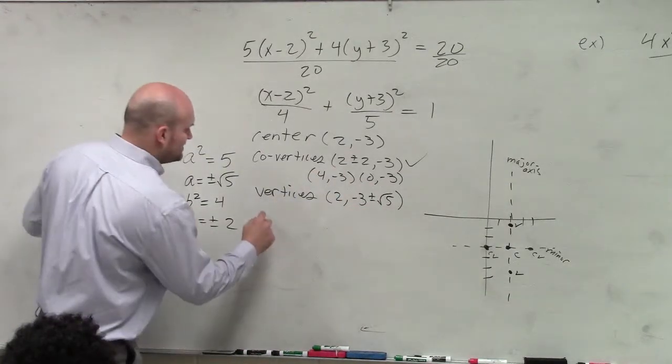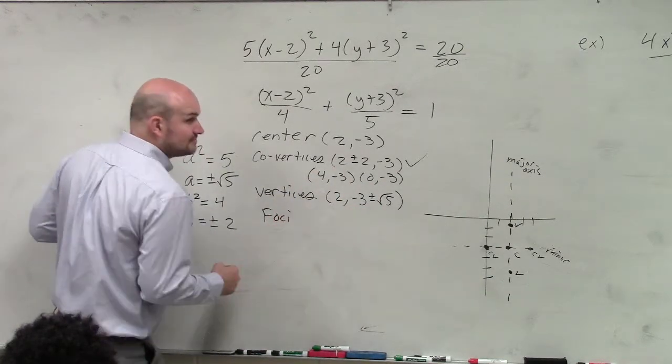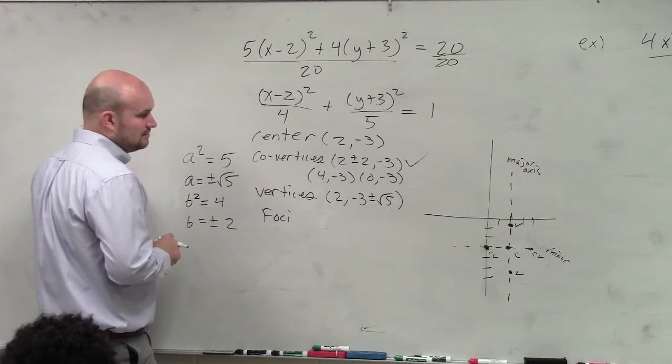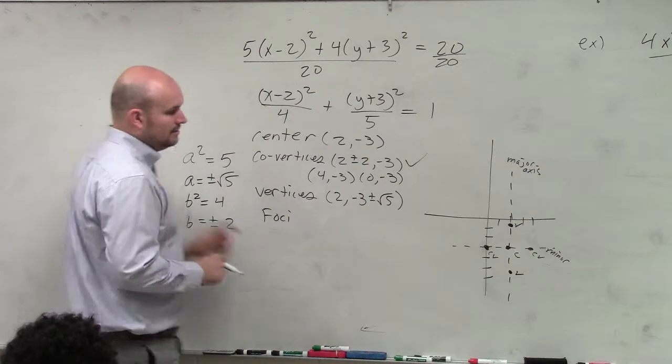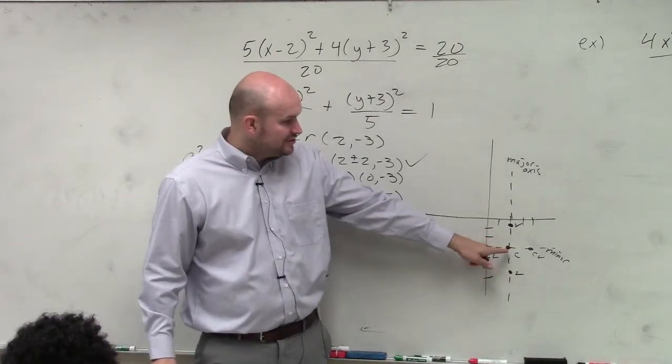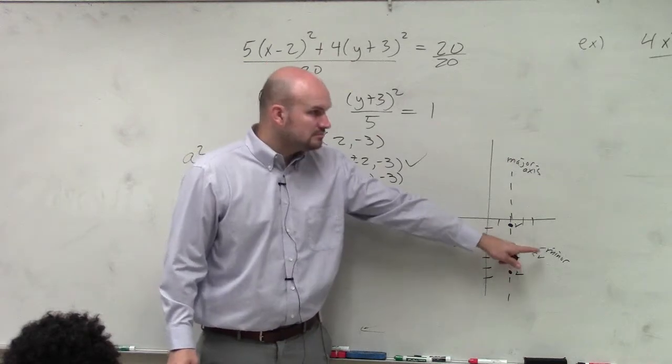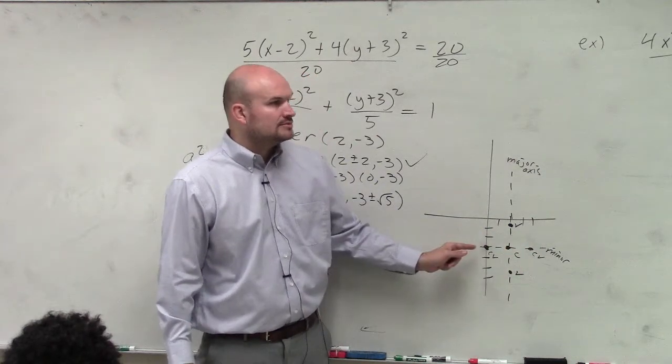And then last but not least, guys, is to find your foci. Yes? Why was it 2 plus or minus 2? Here's your center. You're going to the right 2, and you're going to the left 2. So you're adding 2 to go to the right, and you're subtracting 2 to go to the left.